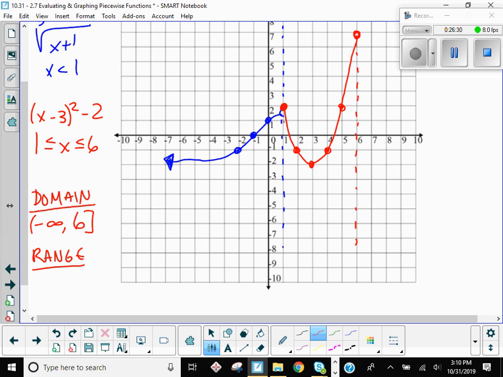Okay. And the range, do you see any breaks in the y values? No. So what's the highest y value? 7 with a bracket.